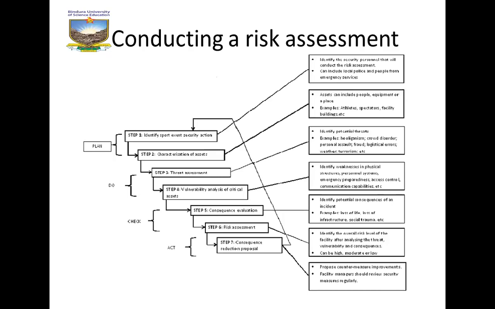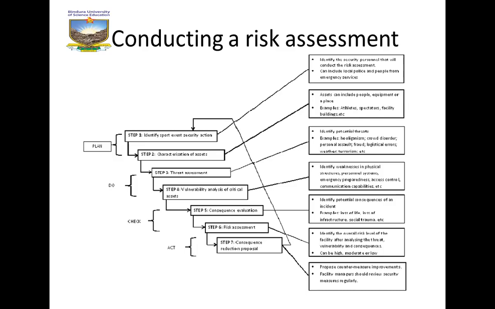I have spoken at length about this diagram and I said I'll send it out as a separate document in your extra reading folder so that you can clearly see all the 7 steps. Right, so step number 1 is where you identify sport event security action. So you need to identify who your security personnel are going to be. You need to identify who's going to conduct the risk assessment. It's important to also notify your local emergency services and police so that they are on standby at all times around your facility. So that is your plan. And the second part is also part of the plan.